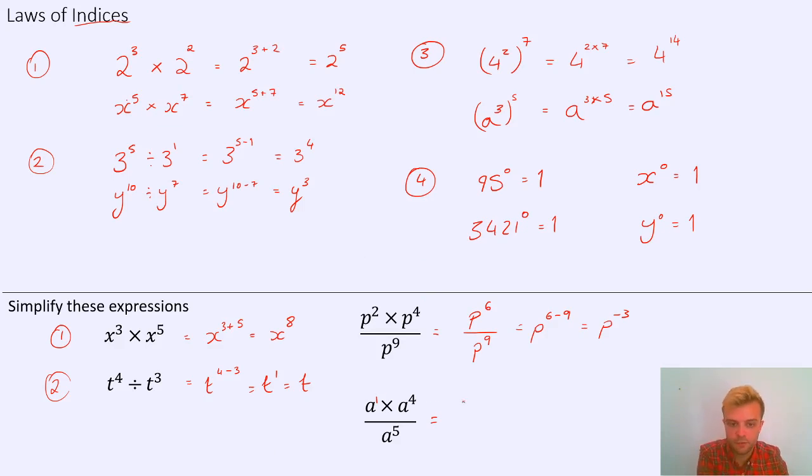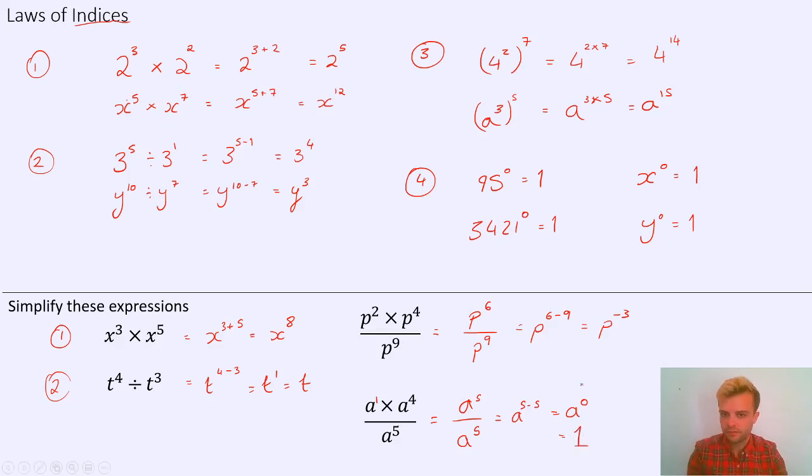Now we can see the 1 there. We know that because of rule 1, we can add those powers together to turn it into a to the power of 5, which we are dividing by a to the power of 5. And rule 2 says that when we divide, we subtract. This is a to the power of 5 minus 5, which is a to the power of 0, which rule 4 says is 1. Anything to the power of 0 is 1.